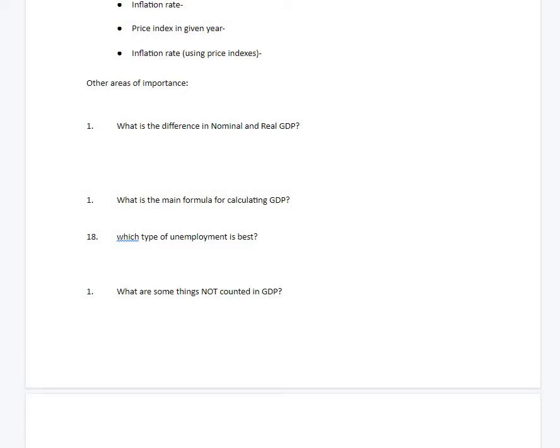Which type of unemployment is best? That is going to be frictional, because that shows that there's confidence in the economy if people are willing to quit and leave their job.